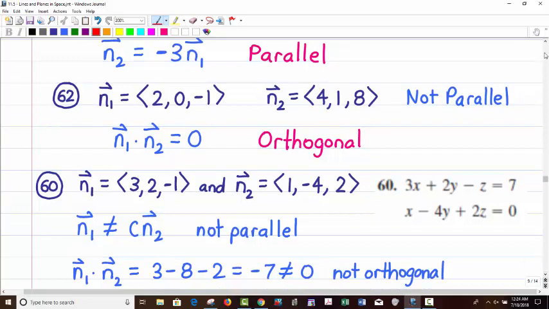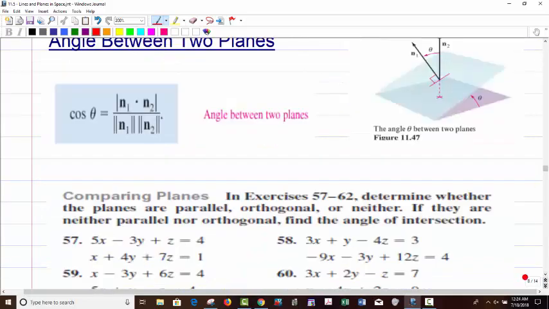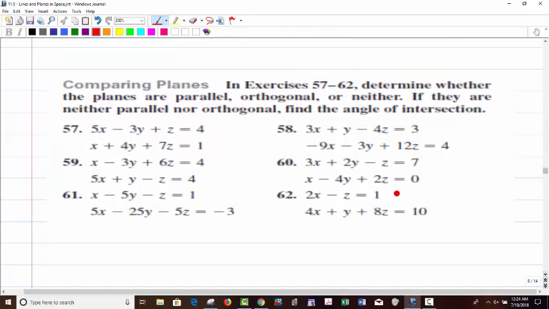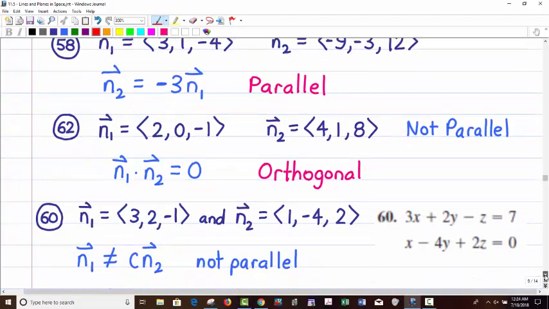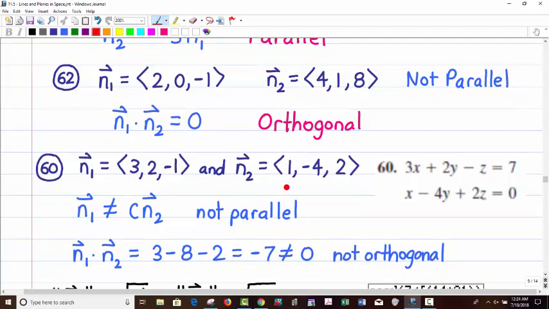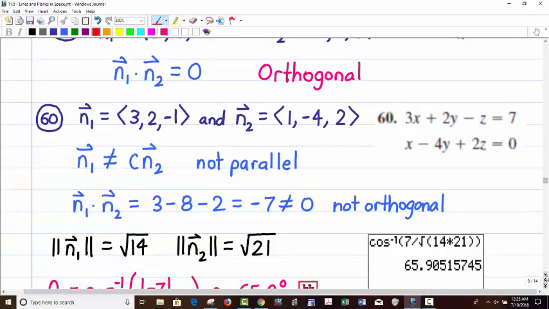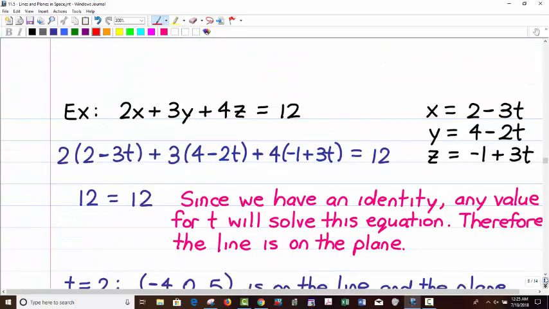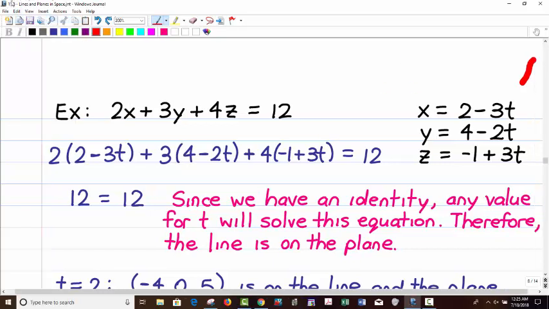Now number 60. We have 3, 2, -1, and we have 1, -4, 2. They're not parallel, there's no multiple. Then if you do the dot product, we get -7, so that means it's not orthogonal. So the answer is neither, but now that it's neither, we can actually find the angle between the two planes. And that n1 dot n2, the dot product, comes in handy, because we need that for our angle formula.